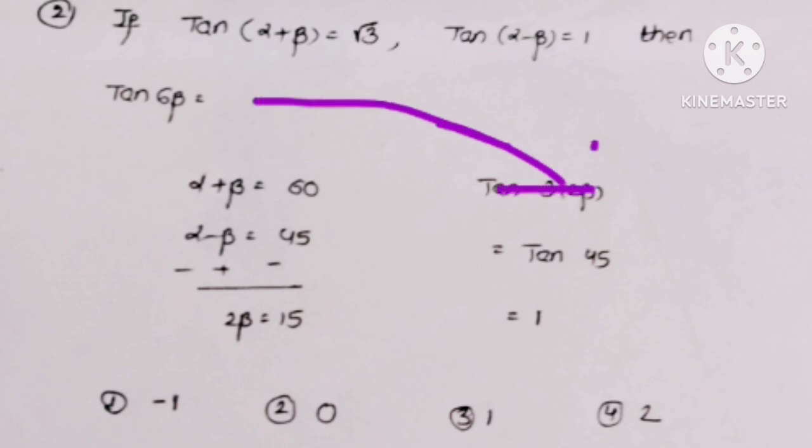And what is the 2 beta value? 2 beta is equal to 15. 3 into 15 is equal to 45. So the value of tan 45 is equal to 1 and that is nothing but the third option. Okay.